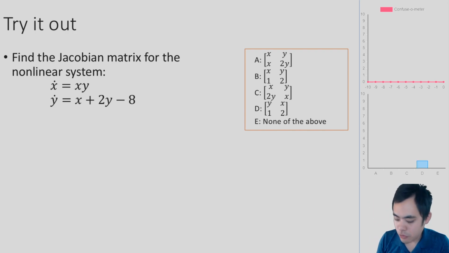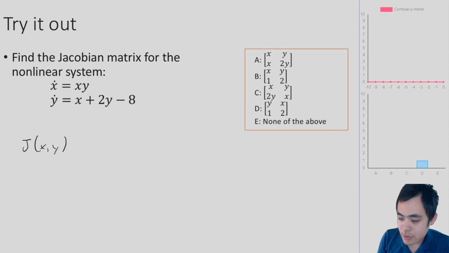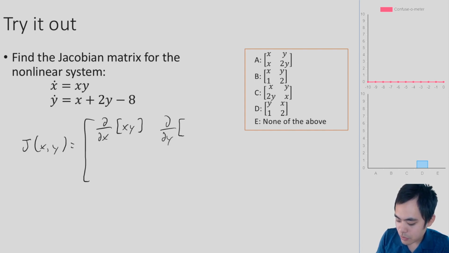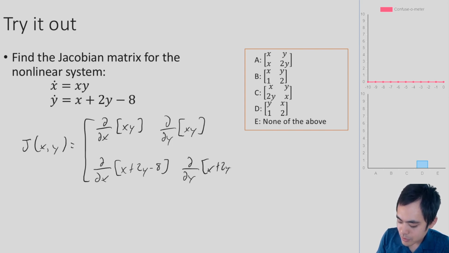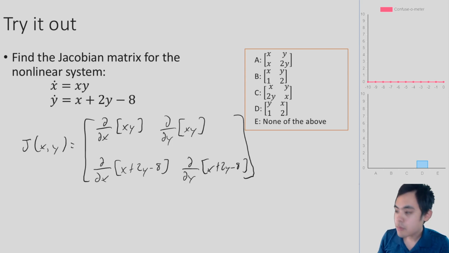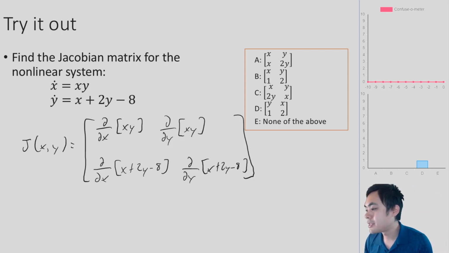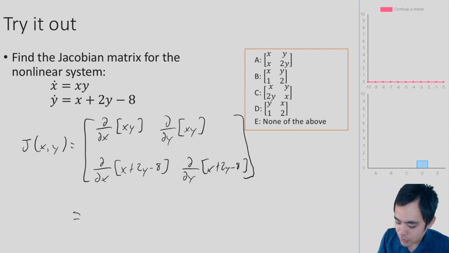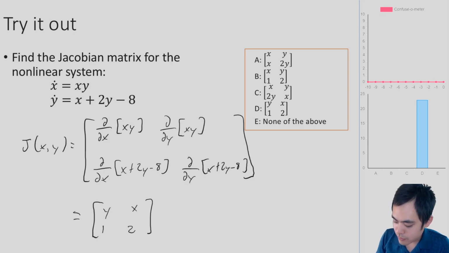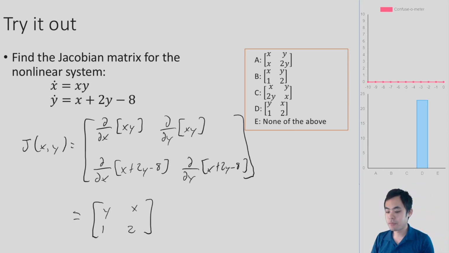Okay, and just remember, before responding, that J of xy is going to be equal to the partial x derivative of the top equation, the partial y derivative of the top equation, the partial x derivative of x plus 2y minus 8, and the partial y derivative of x plus 2y minus 8. And it looks like everyone has decided that this is D. Well, when we write this out, this is indeed equal to [y, x; 1, 2]. And so the answer is indeed D.